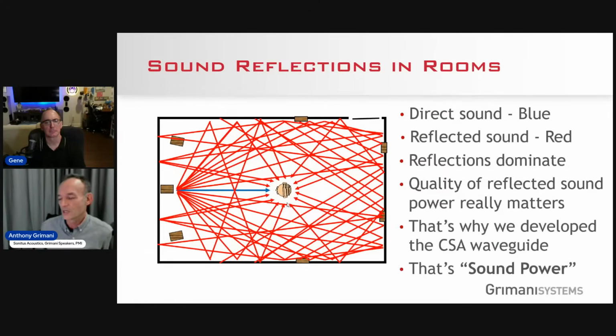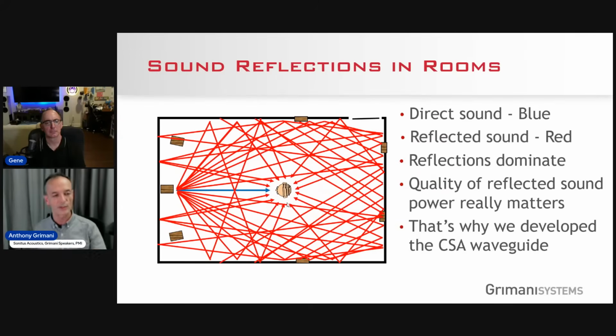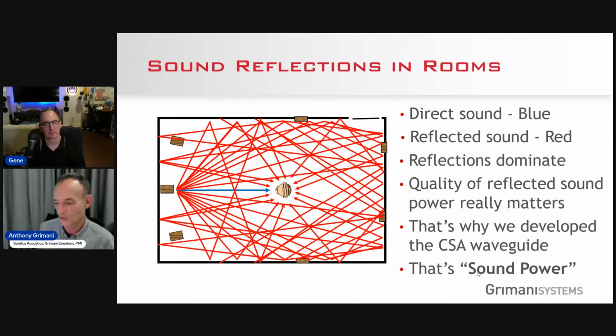So in the case of the speaker line, this is a slide off the Grimani Systems slide deck, but in the case of the speakers we make, we developed a special waveguide called the conic section array. No, not comic section, conic section array, which is a special waveguide that takes the sound of the speaker and splays it out really evenly at all frequencies in all directions, horizontally and also vertically with some focus, but horizontally very wide. And it just means that those red arrows have the same character as the direct sound.